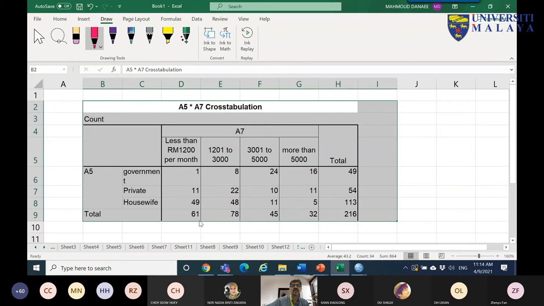Look at here. How many people receive a salary less than 1,262? Out of 61 subjects, how many of them are from government? One. How many of them are from private? 11. And how many of them are housewives? 49. The housewives also receive a salary.